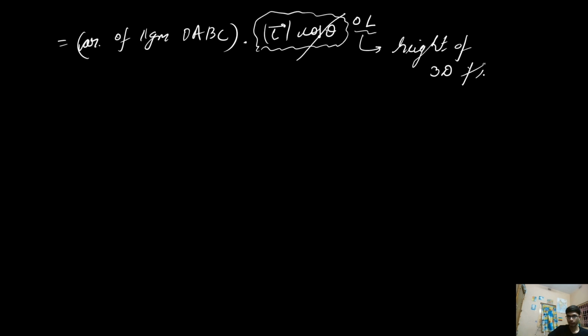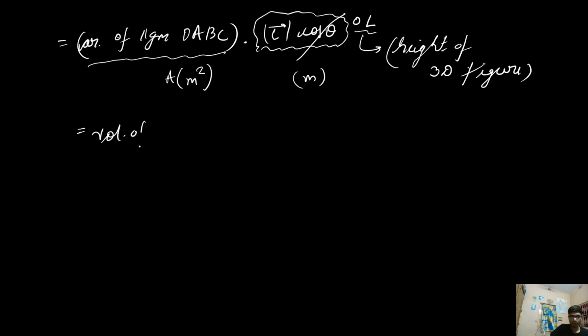So if I write this as the height of the 3D figure, this quantity is the area, and this quantity is a length. So what can you say of this? If it has dimension of meter square and this has dimension of meter, then if you multiply them, you will have dimension of meter cube. Meter cube dimension is basically the dimension of volume. So from here you will get the volume of this 3D figure, that is the volume of the parallelepiped.